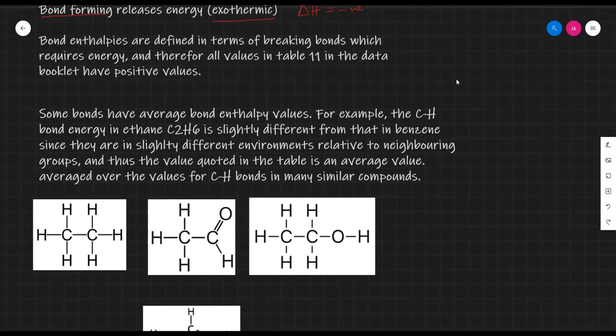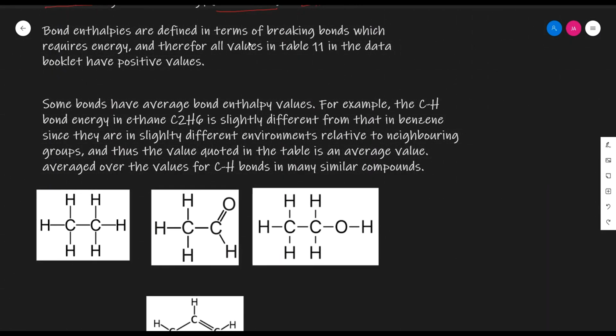I've stated here, bond enthalpies are defined in terms of breaking bonds, as I just discussed, which requires energy, and therefore all values in table 11 in the data booklet have positive values. And if we require bond forming values, we simply change its sign into a negative sign to convert the process into an exothermic process for forming bonds.